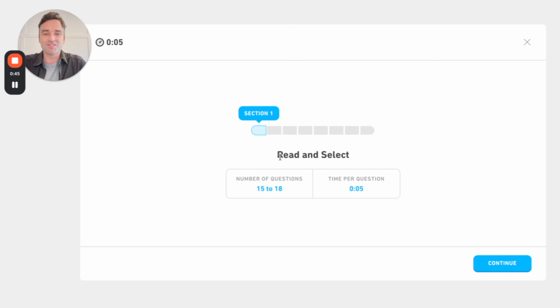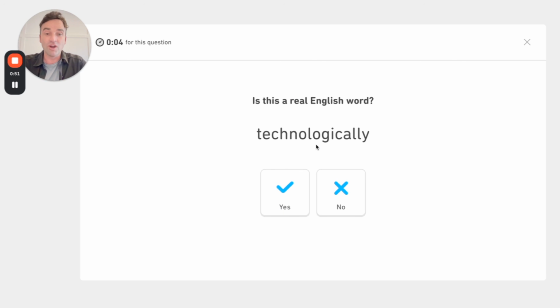Okay, so the first question type you'll see on the exam is called read and select. It's the one where you have to decide whether a word is real or not. Like this one, you just click yes if it's real or no if it's not real. You'll get between 15 and 18 of these words. And a real English word like this one is a word which has a meaning attached to it.